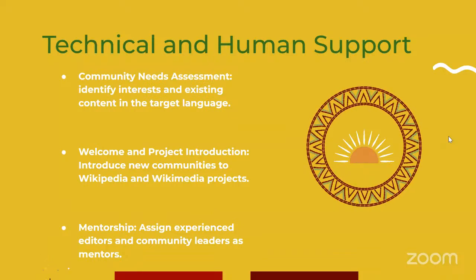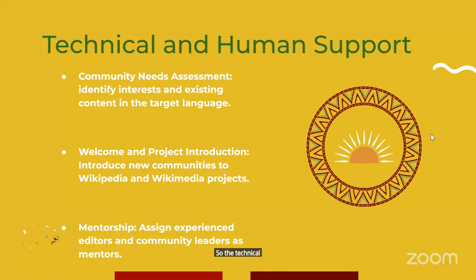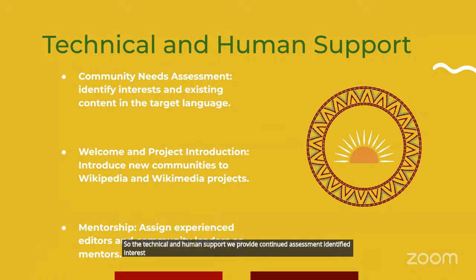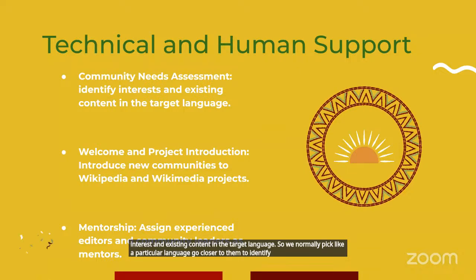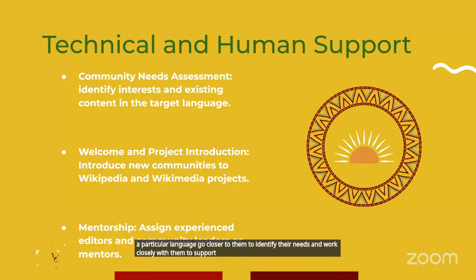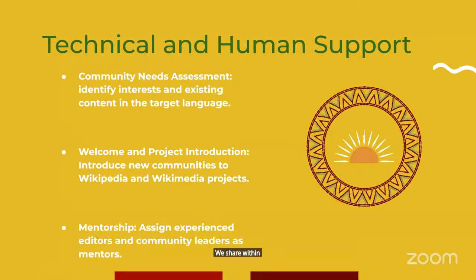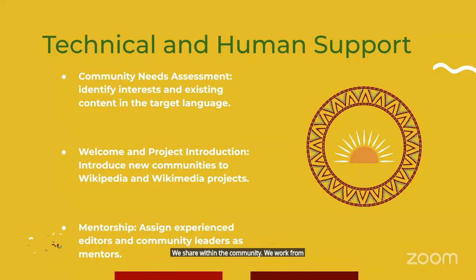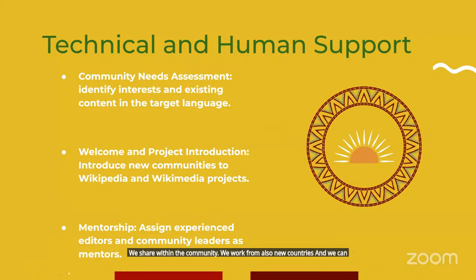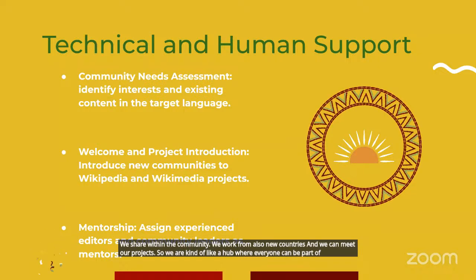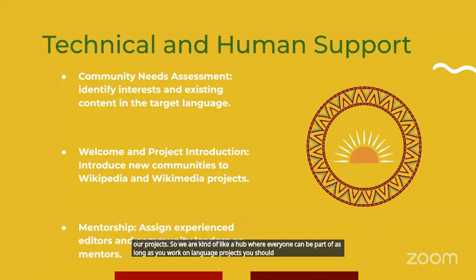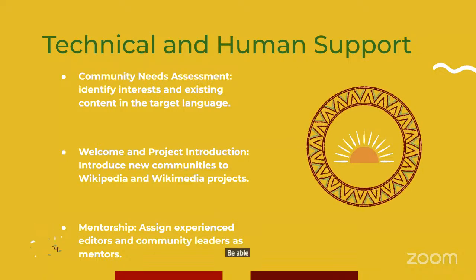So the technical and human support, we provide community need assessment, identify interest and existing content in the target language. So we normally pick a particular language, go closer to them to identify their needs and work closely with them to support them beyond the open call that we share within the Wikimedia movement. We welcome also new committees and Wikimedia projects. So we are kind of like a hub where everyone can be part of. As long as you work on language projects, you should be able to join us.